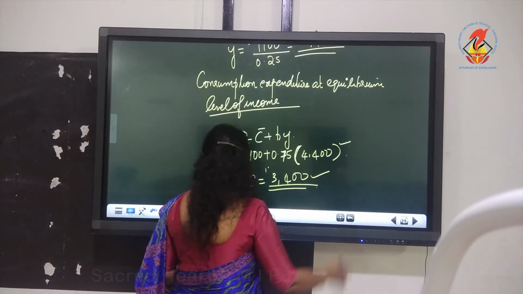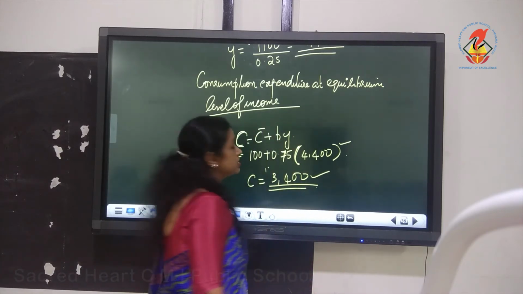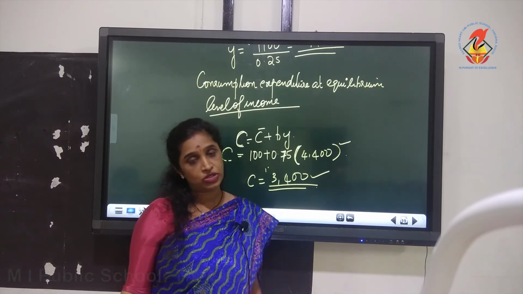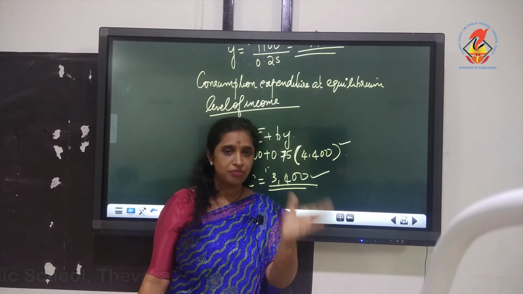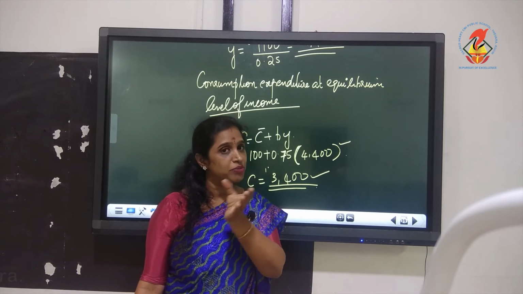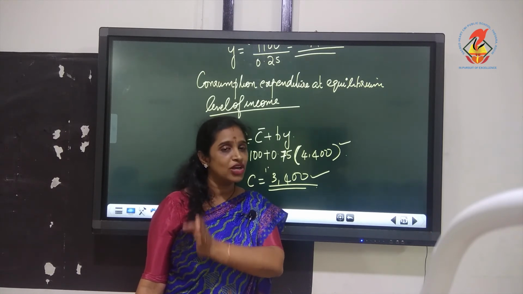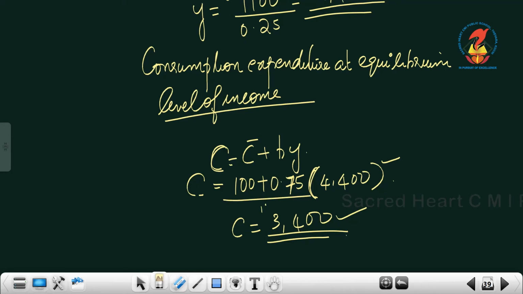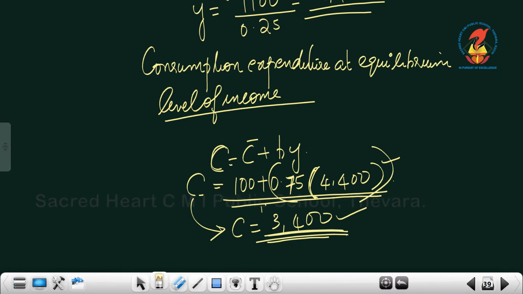So how will you find out the consumption expenditure? The consumption expenditure is found by using the formula C is equal to C bar plus BY. So from that you can find C by substituting the values. C bar plus BY, 100 plus 0.75 Y, the value of Y can be written which we already found. So it becomes 100 plus 0.75 into 4,400, where you get the value as C is equal to 3,400 as the answer.